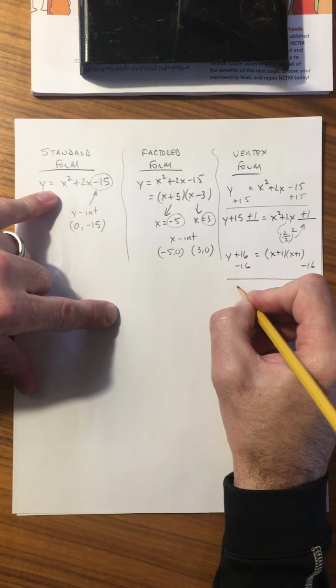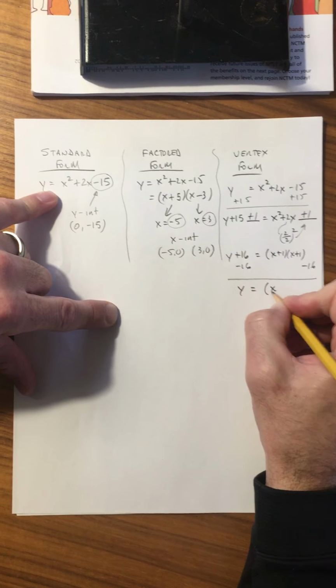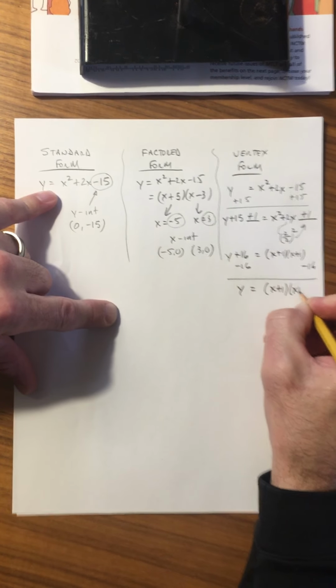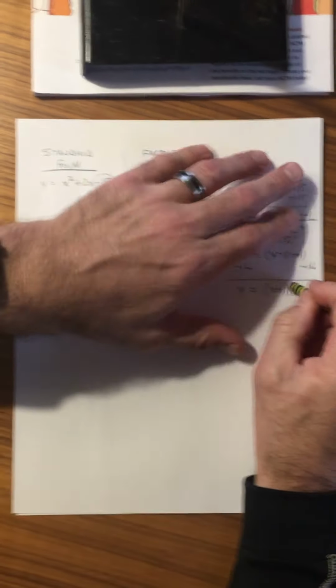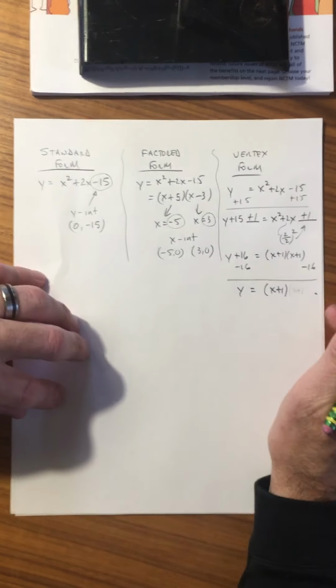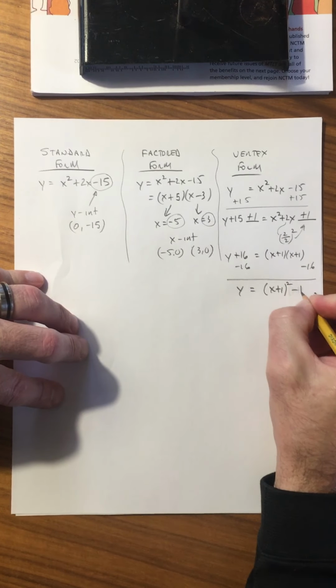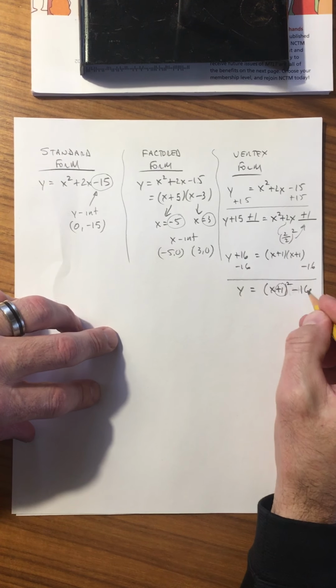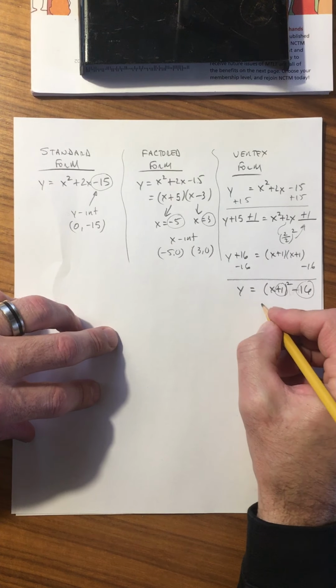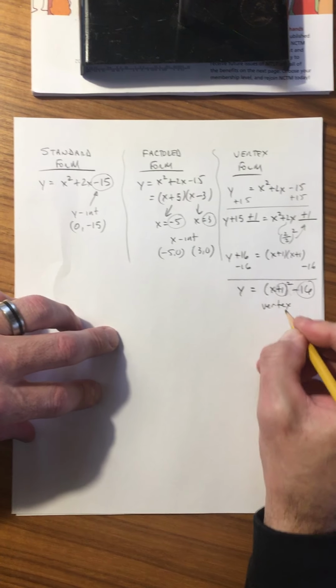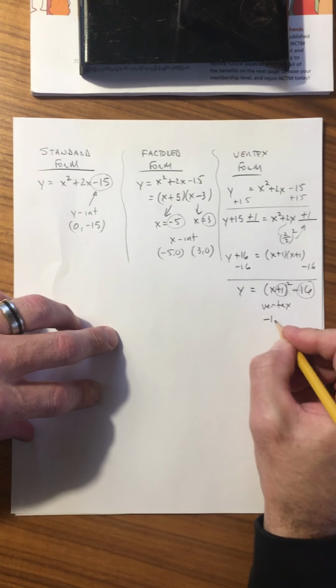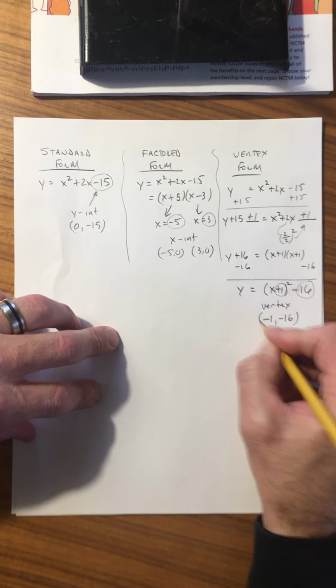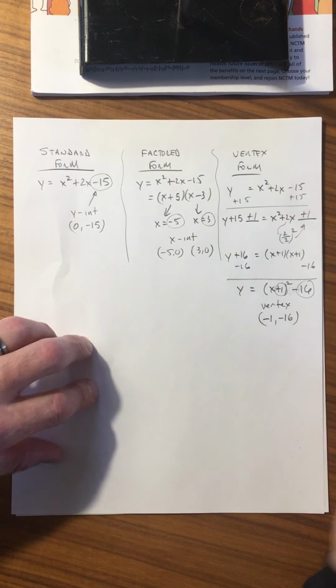We can subtract the 16 and, oops, I didn't want to do that. X plus 1 squared minus 16. And this number gives us the vertex, which would be at negative 1, negative 16.